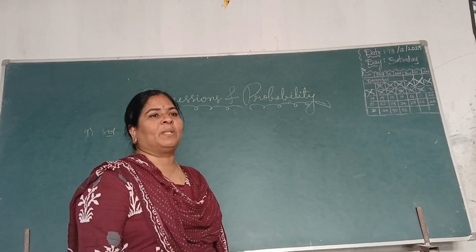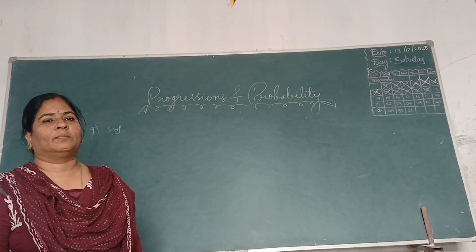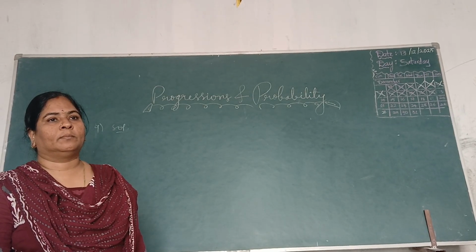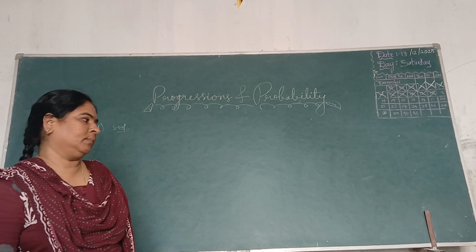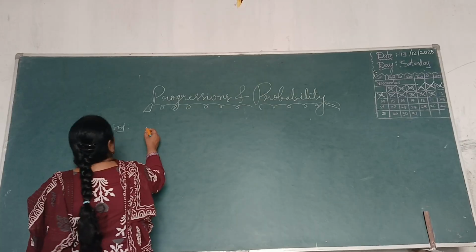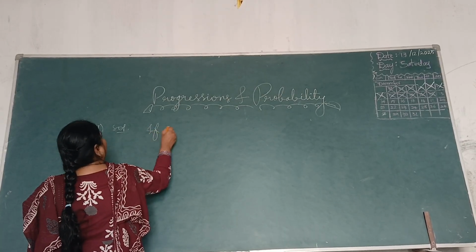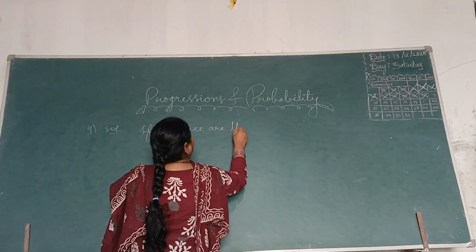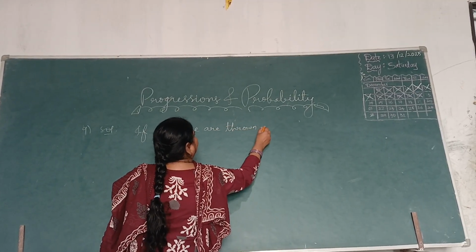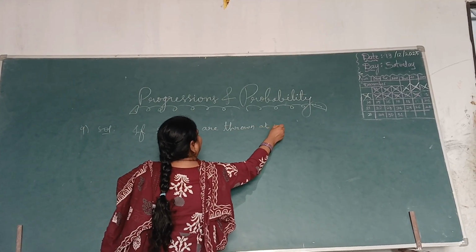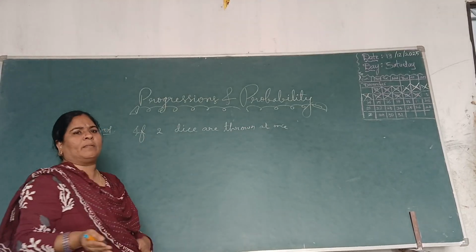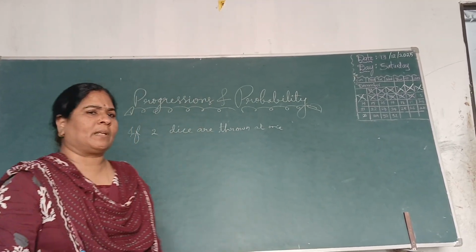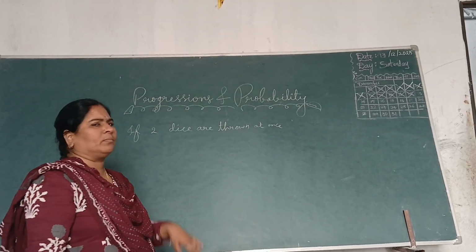Now the 9th question, Madhupriya. If 2 dice are thrown at the same time, find the probability that the sum of the dots on top is a prime number, a perfect square. Okay, if 2 dice are thrown at once. Sometimes the question will be given like 2 different dice, a yellow dice and a red dice, thrown at the same time. Or if 2 dice are thrown.